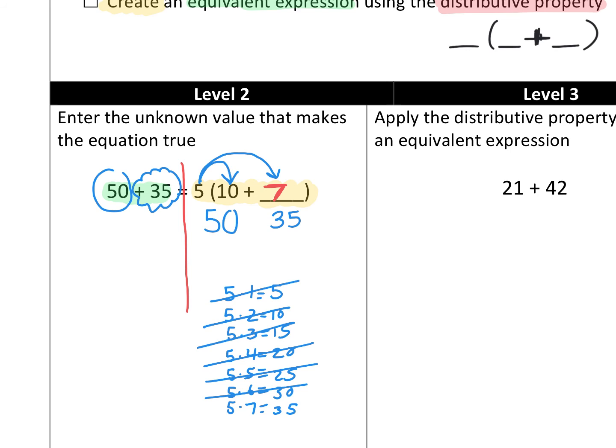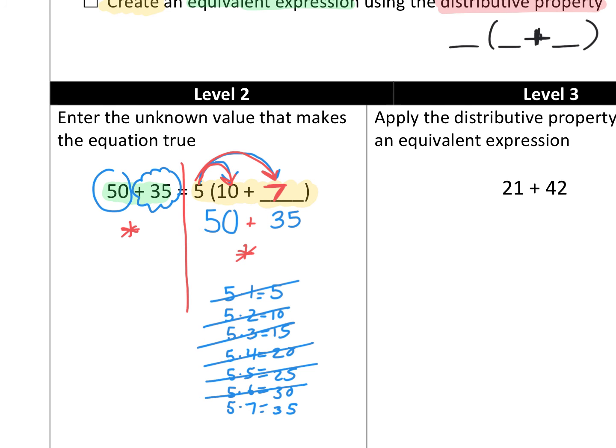So what you want to do is, now I know that they're equivalent. This side is the same as this side. And I checked it already. I said 5 times 10 gives me 50. And 5 times 7 gives me 35. So at the end of the day, you see the same exact thing.